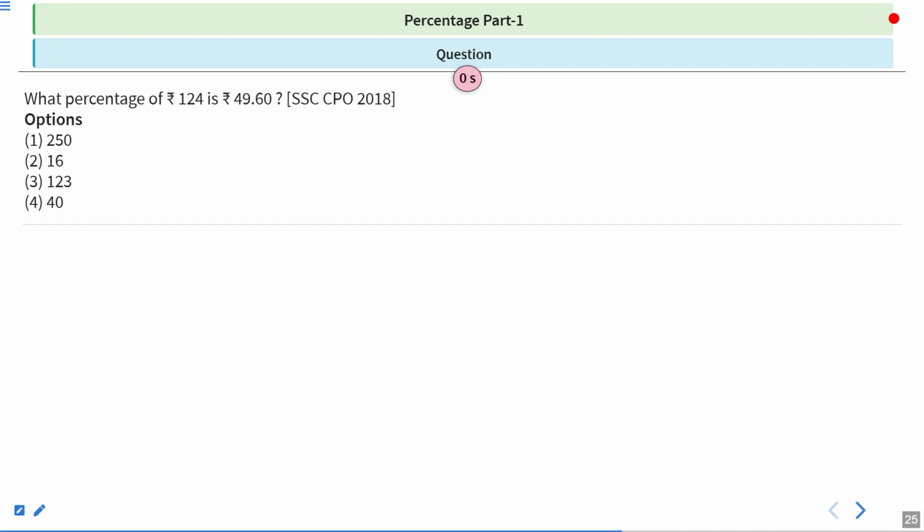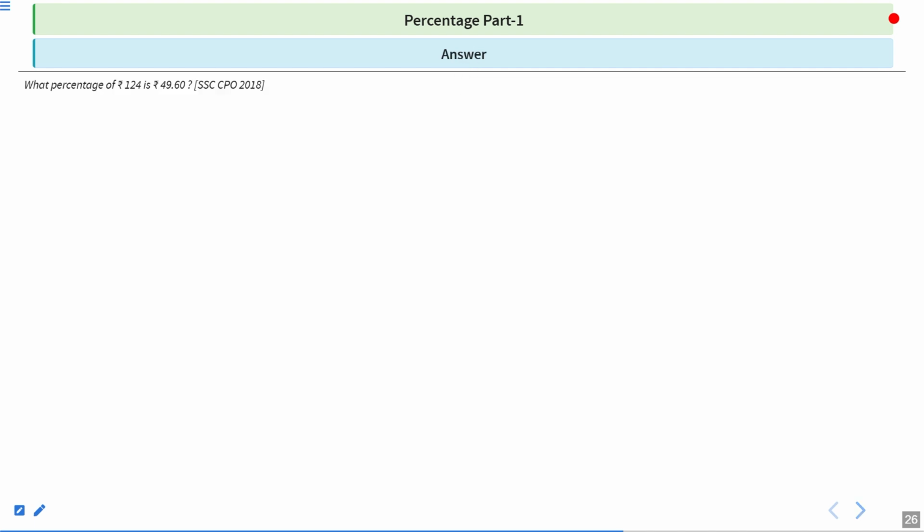Now time's up. Let's see the solution of this question. So the question says that 49.60 is what percent of 124. Clear? This is a very simple question which was asked in the CPO exam 2018. So the correct answer of this question is 4, which is 40%.